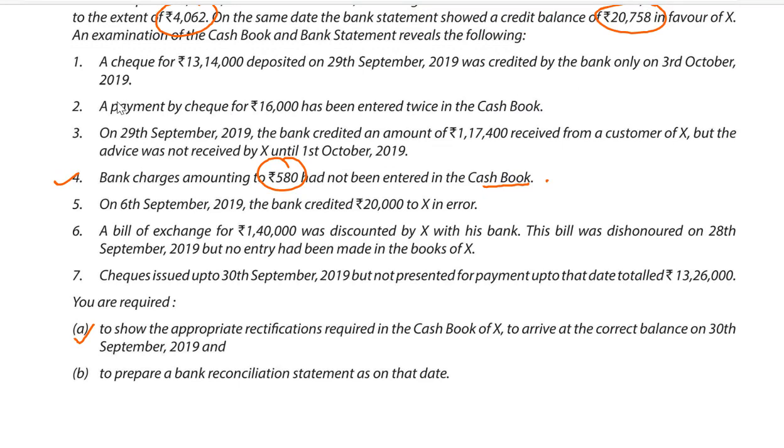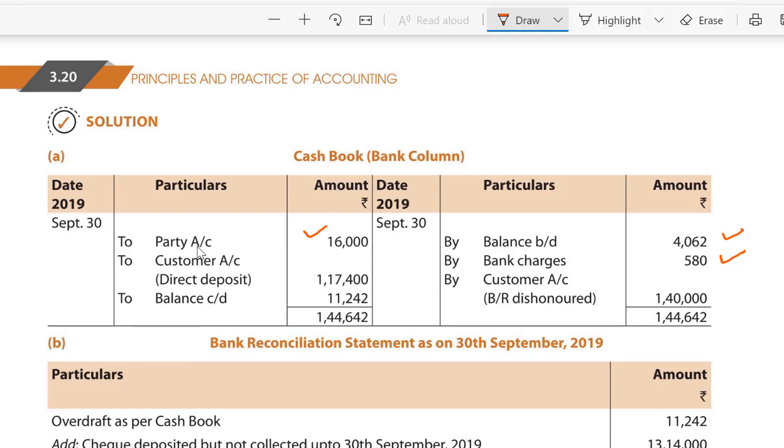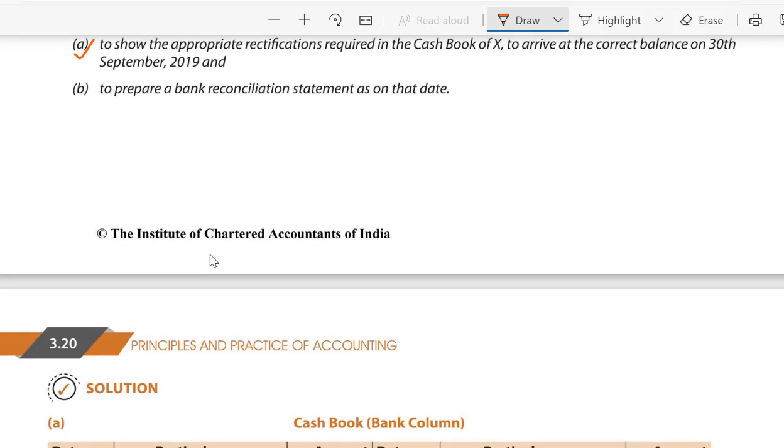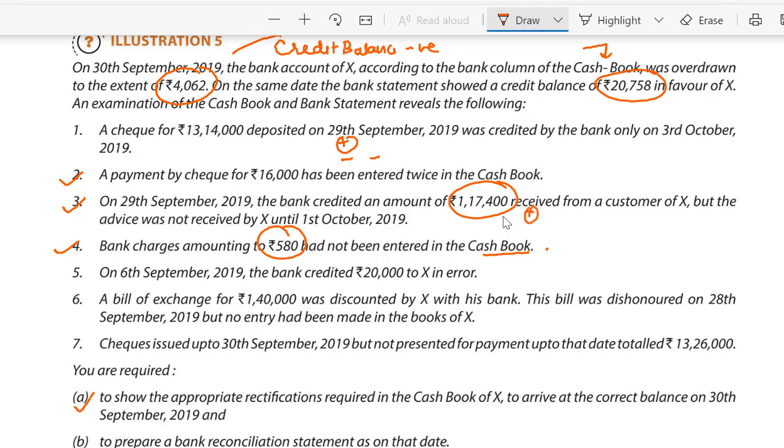Now point number 2. A payment by check for 16,000 has been entered twice in the cash book. So we have done minus two times. One time we need to do plus 16,000 as rectification. So by party account 16,000 we have rectified it. A customer has directly deposited 1,17,400 in our bank account but not informed us. So on 29th September 2019, the bank credited an amount of 1,17,400 received from the customer of X, but the advice was not received by X. So we will add it in the cash book now because we have come to know about this.